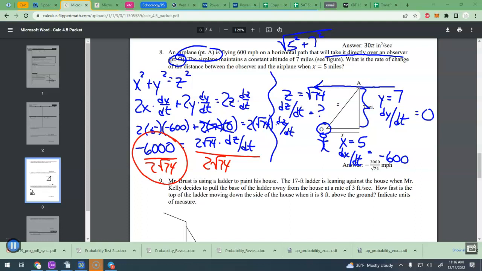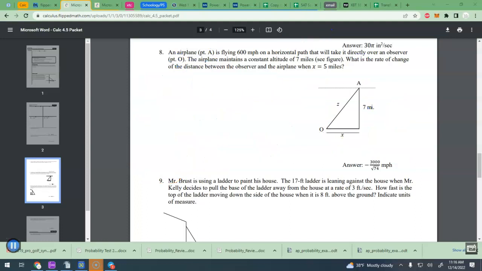I mean, you could do it. It would just be x isn't 5. X would be like the circumference of the globe minus 5, whatever that is. You do the same.